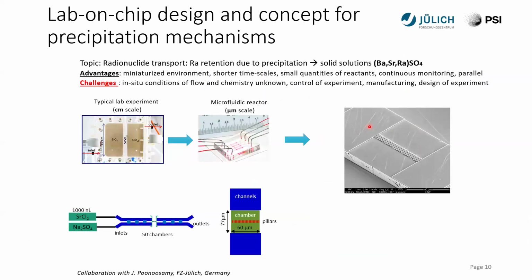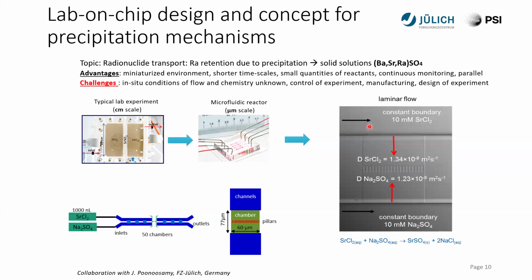The advantages of very small lab-on-a-chip type reactors are that we have a miniature environment, very short time scales and small quantities of reactants in comparison to a larger laboratory experiment, which is of the order of one meter or half a meter and will take weeks to observe some reactions ongoing. Then the challenges, of course, are the in situ conditions, how to monitor what is happening. Especially when we have chemical reactions, the situation becomes more complicated. Of course, we would like to control the experiments also. And it will always be nice to be able to predictively, a priori, design the experiments such that we capture the physics we would like to have.